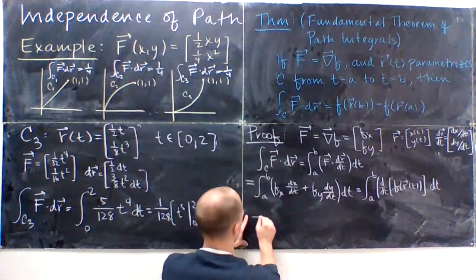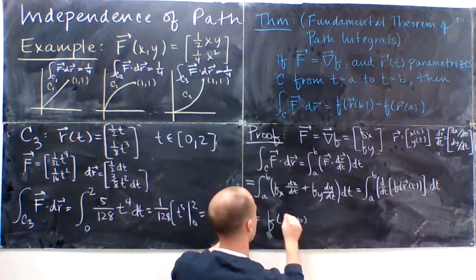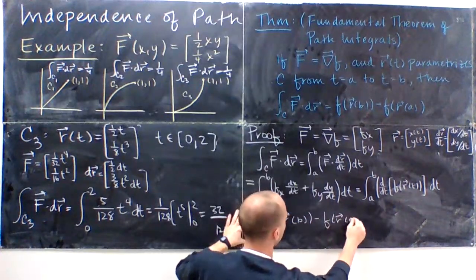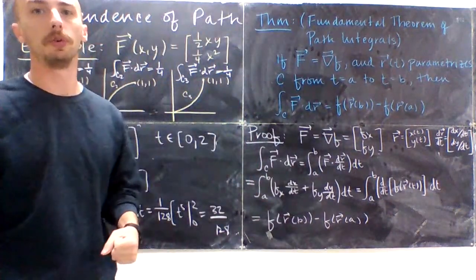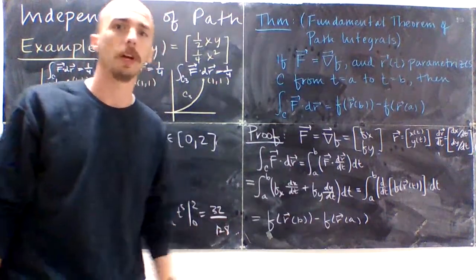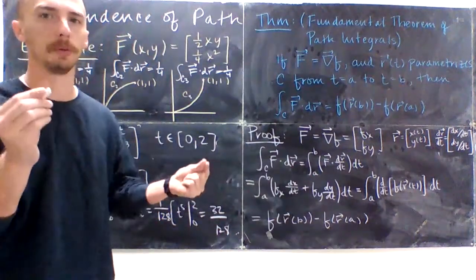And this is going to be f of r of b minus f of r of a, which is what I decided to show in the first place. This is going to be really, really useful. If we've got a vector field that we can show is conservative, we've got a nasty path, we don't have to worry about the path at all, we just think about the endpoints and we make it happen.